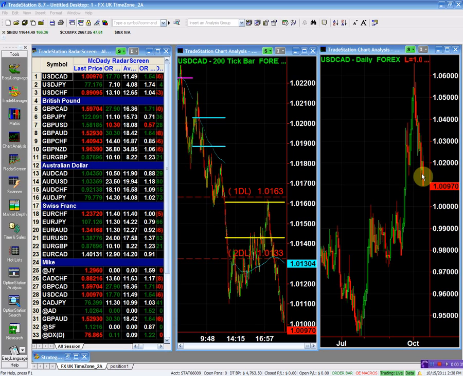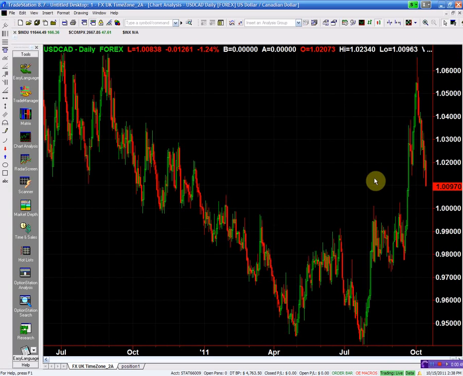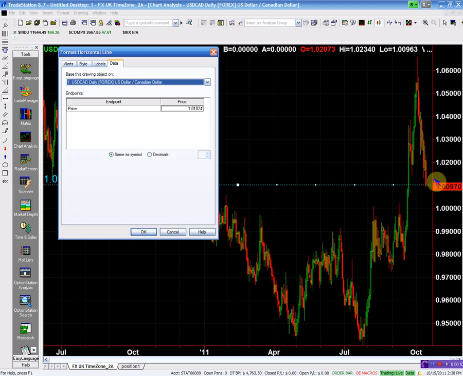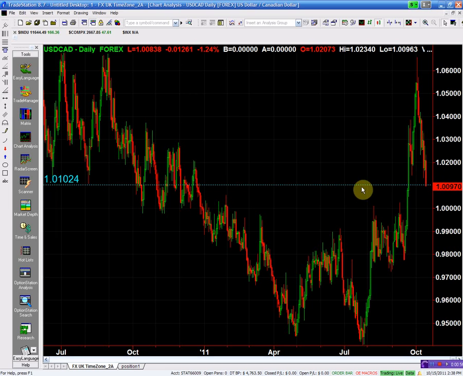the fact is we are now too late, or we missed that short trade, and now we need to be looking for a buy. So as far as the short trade would go for the dollar CAD, this is a big range day. I do not like the close. This thing has traded about 200 basis points.